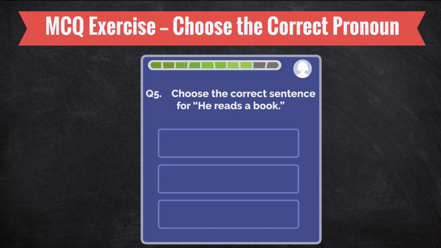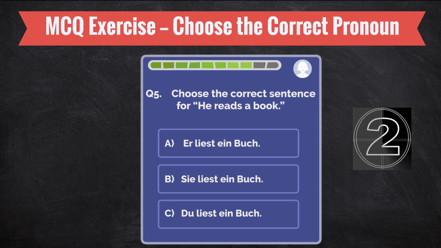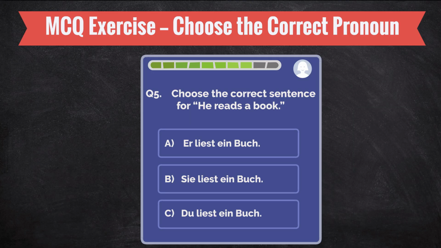Question 5. Choose the correct sentence for he reads a book. Er liest ein Buch. Sie liest ein Buch. Du liest ein Buch. Answer. Er liest ein Buch. Er means he, so this is he reads a book.